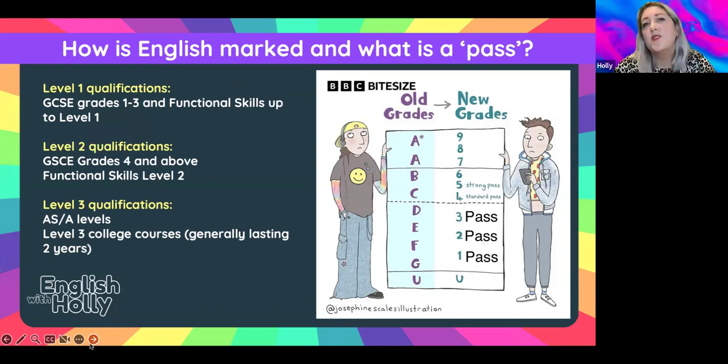And lots of college courses will be level 3 qualifications, and they'll need you to have level 2s to be able to go on to that course. So hopefully that should clarify why some students need a 4 or a 5. If they're going on to do A levels, and if they want to do English literature, then the sixth form might say, well, we need you to have a grade 6 because we need to know you're going to be able to keep up with the demands of A level English. So I can understand why sometimes a 5 or a 6 might be required.